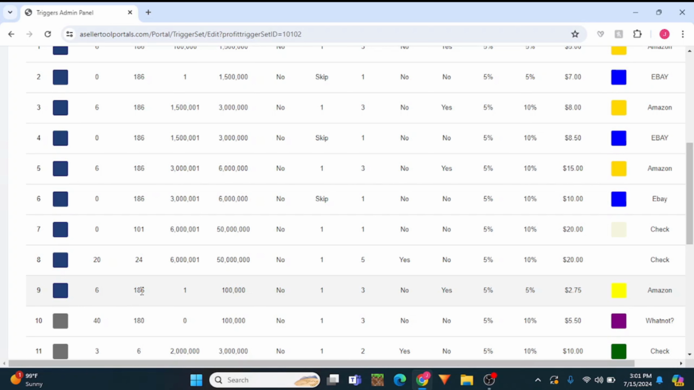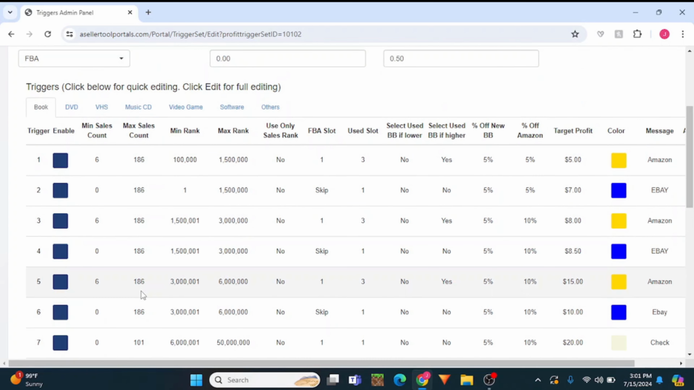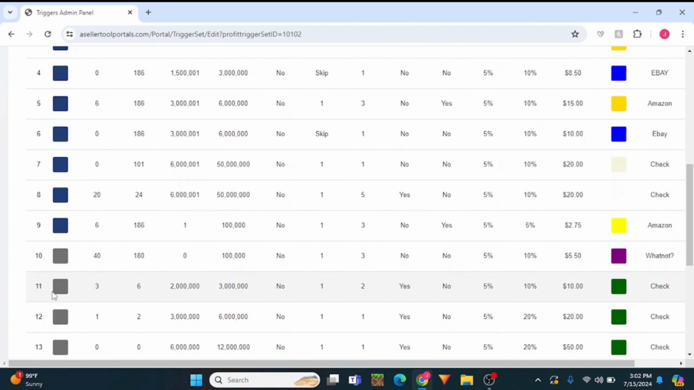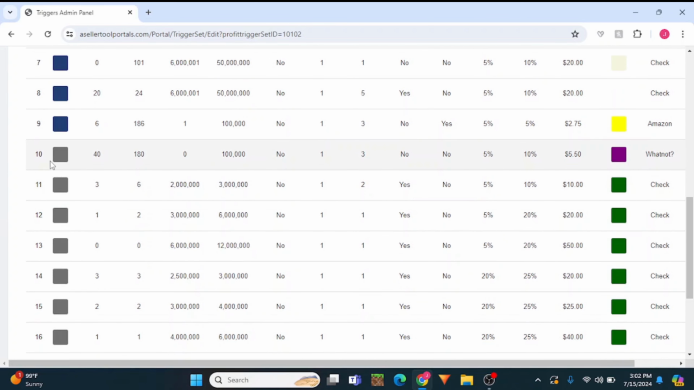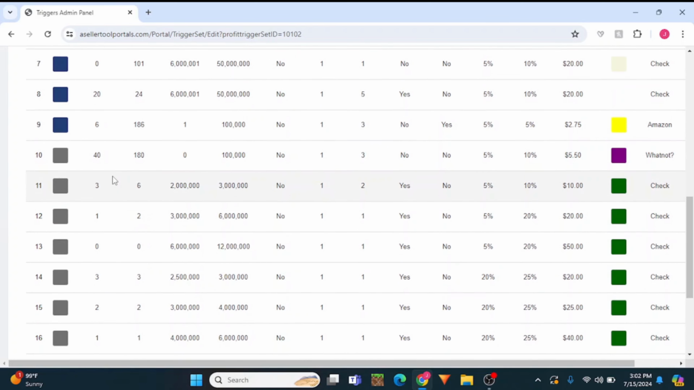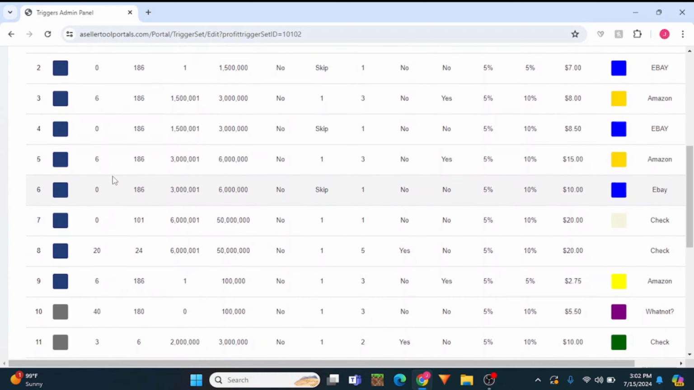You know what? Let's back up a second. We're going to slow down here so everybody is on the same page. Your trigger can either be turned on or off depending on if it's checked over here or checked off. Notice I did try to have a whatnot trigger, but we're not going to worry about that.